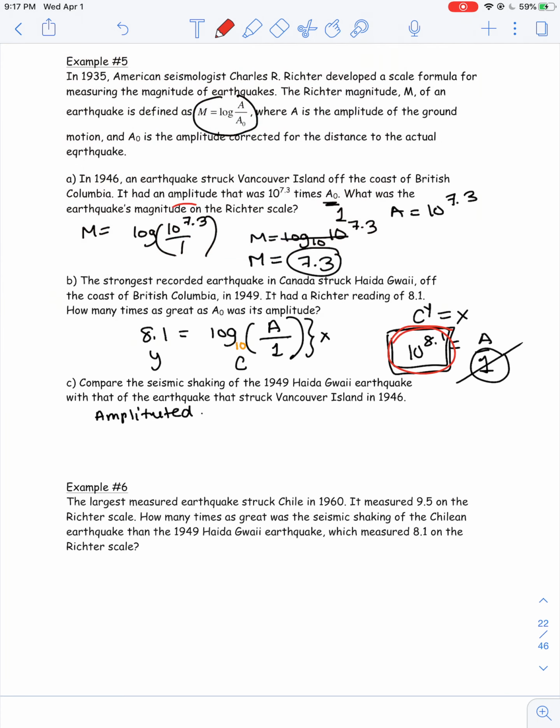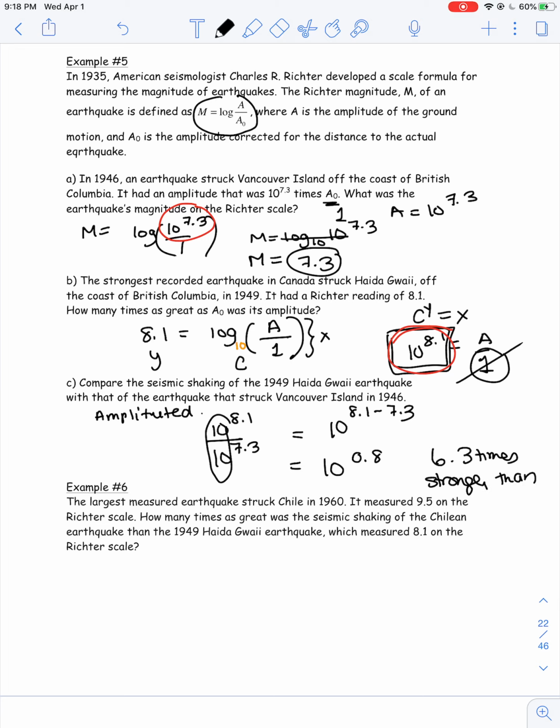Whenever you divide bases that are the same, you can actually subtract the powers. So 8.1 minus 7.3 gives me 10 to the power of 0.8. If you put 10 to the power of 0.8 in your calculator, you get that the one earthquake that struck off the coast of British Columbia was 6.3 times stronger than the one that struck off of Vancouver Island. Okay. So B is 6.3 times stronger than the answer for A, is what I'm really finding.